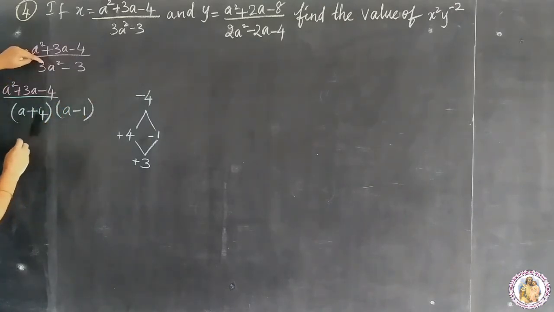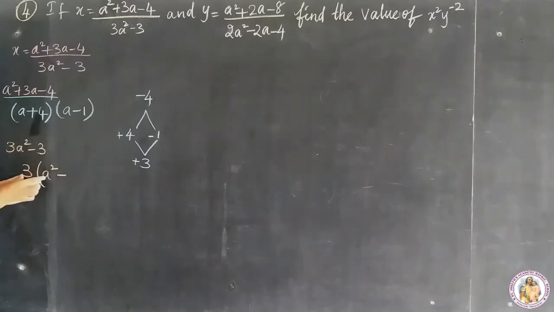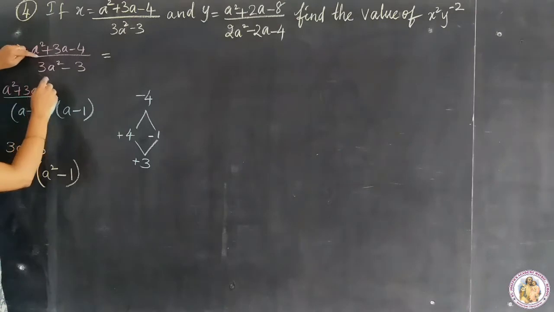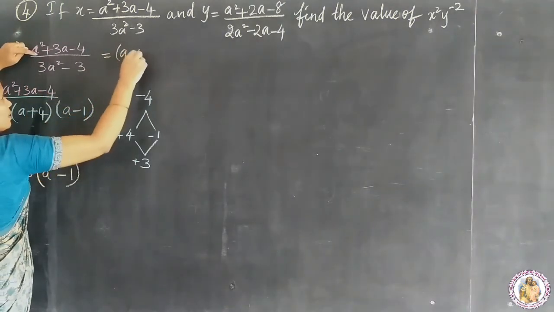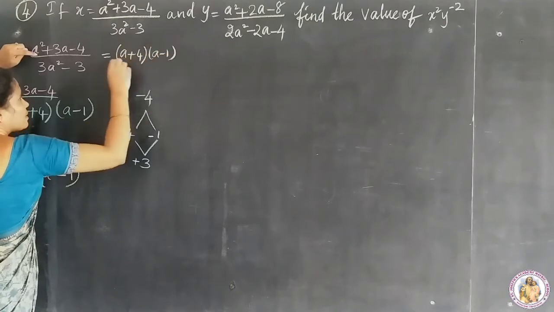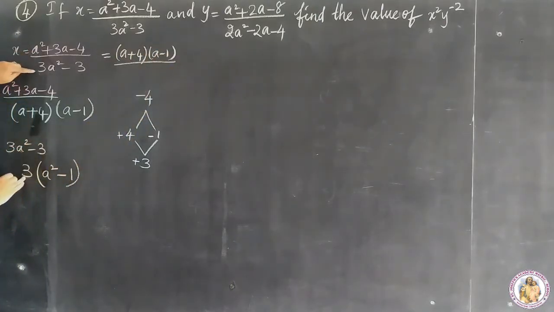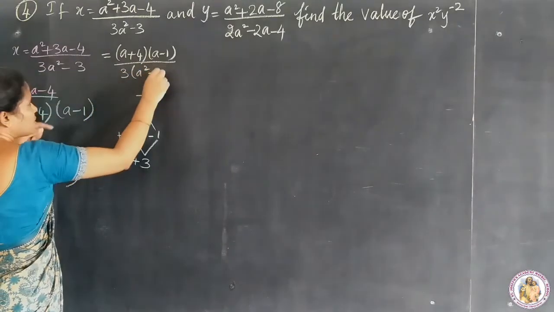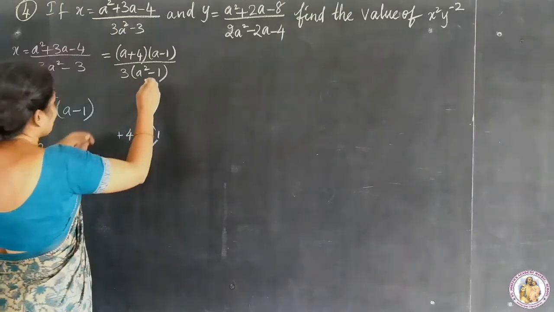And here for 3a square minus 3, we have 3 as common. So take 3 into a square minus 1, 3 ones are 3. Okay, now we can just apply. For a square plus 3a minus 4, we get a plus 4 and a minus 1 divided by, and for 3a square minus 3 we get 3 into a square minus 1.